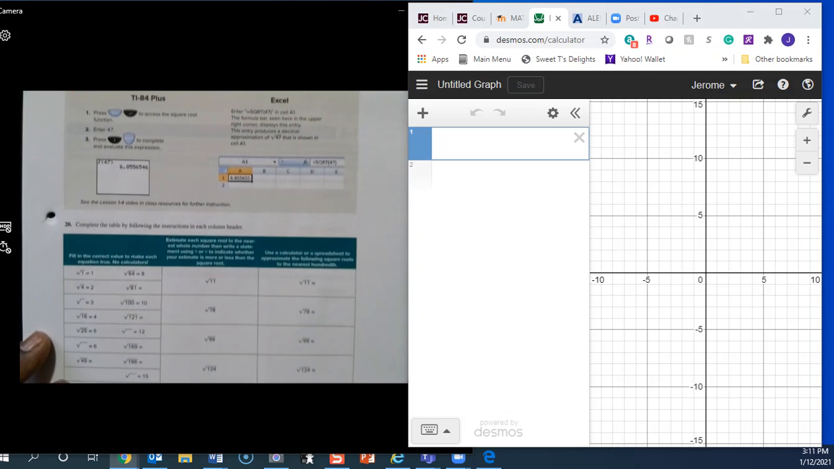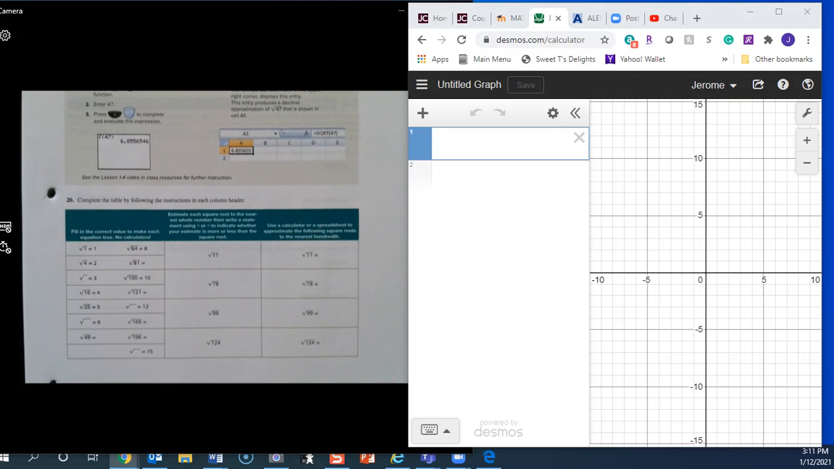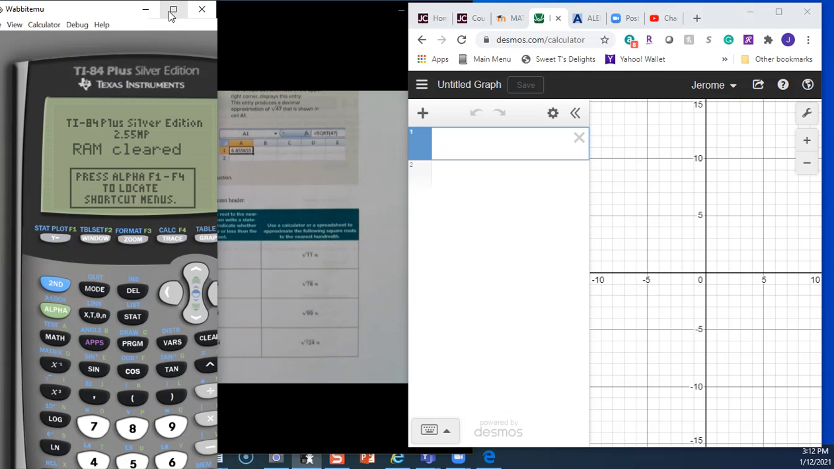Is there anyone that's working with a TI-84? Okay. All right. Now, I would tell you, occasionally I will go over using the TI-84, but the main calculator that will be used for this course is the Desmos calculator. But let me pull up the TI-84. See if I could pull that up. Okay.